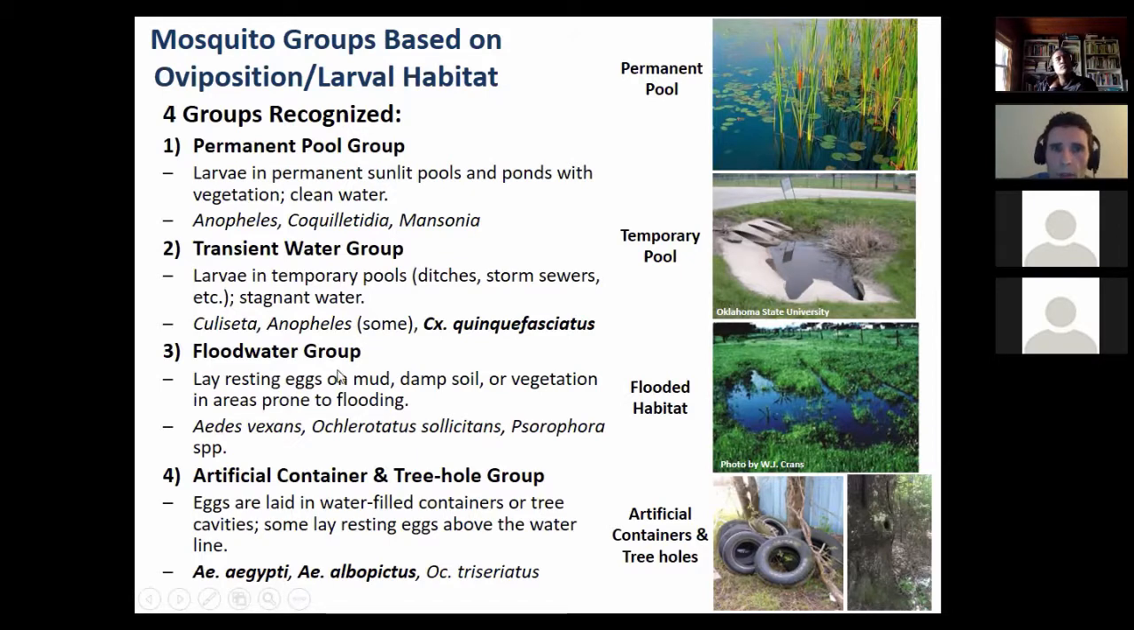And then the floodwater group. Now these, in this middle picture here, there's a flooded habitat. It shows a pasture with standing water. And these are interesting because the females can lay resting eggs on mud or damp soil, and the eggs are just kind of hanging out there until there's a flood event. And then once the area floods, the eggs hatch, and you have mosquitoes in a week or so. And so this can become important for certain rural diseases, and I'll talk a little bit about Eastern equine encephalitis, because there's a handful of mosquitoes that can transmit that, and that tends to happen where you have swampy, marshy areas.